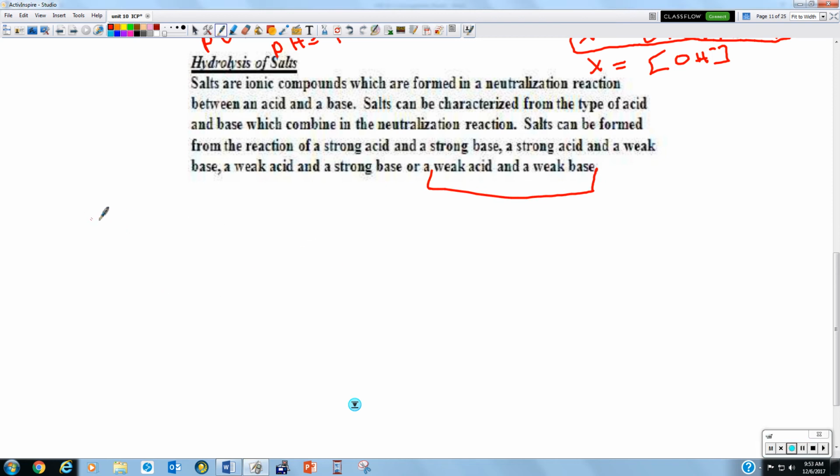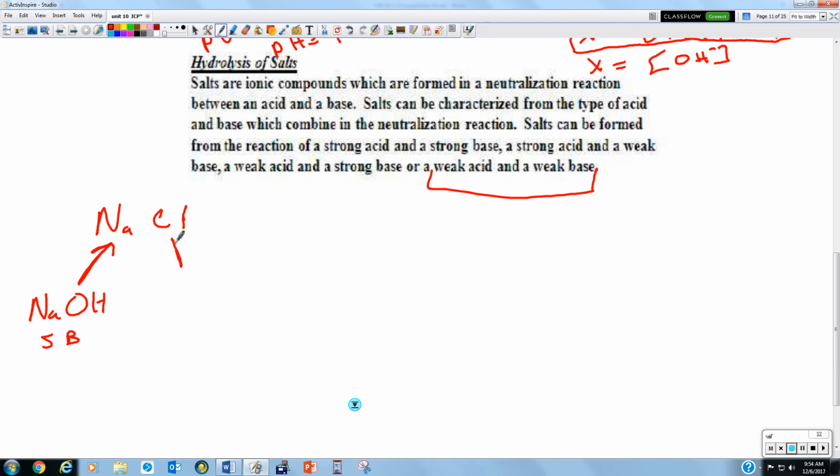So if I form the salt NaCl, what would be the parent base that gives me the Na? NaOH, sodium hydroxide. All right, how would you classify this, as weak or strong? Why? Group 1. All right, so this one is going to be a strong base.